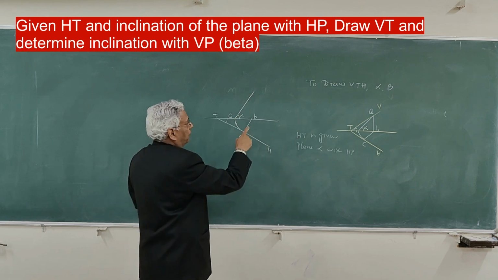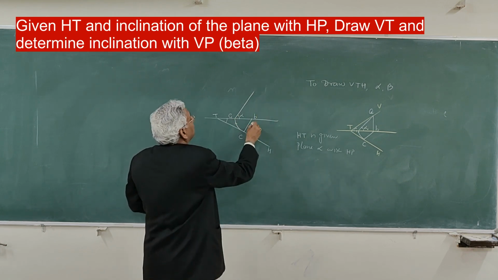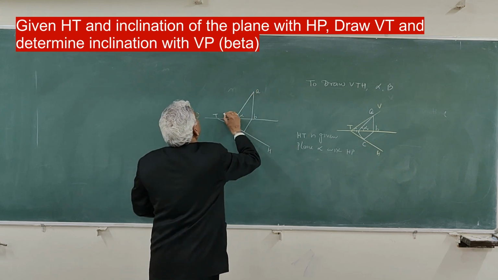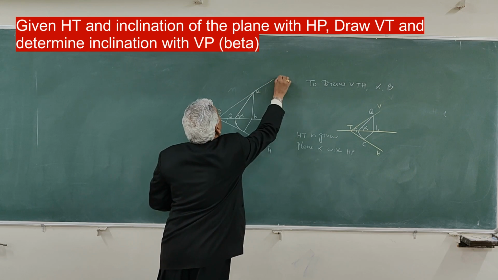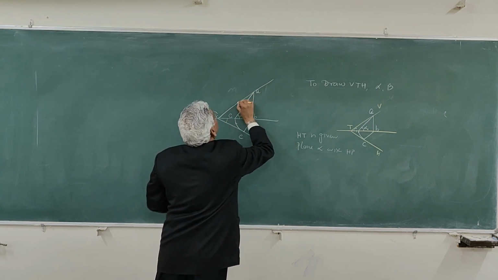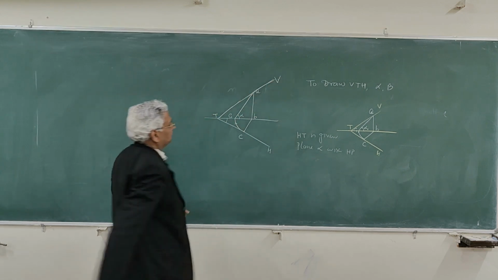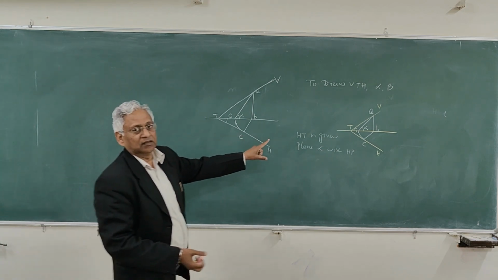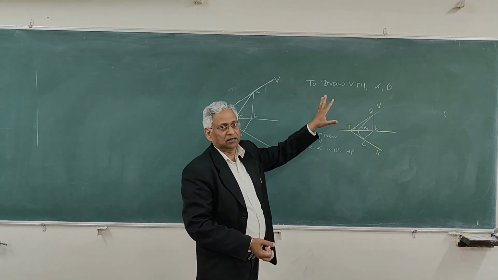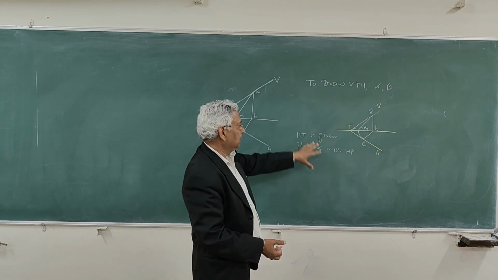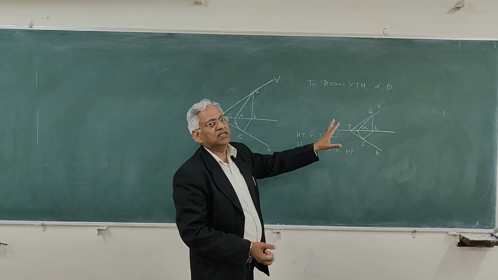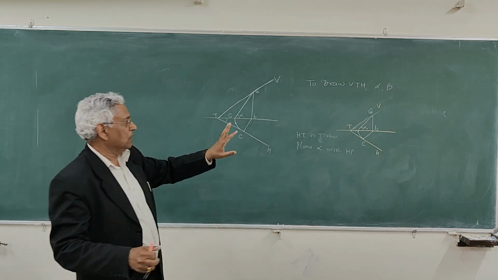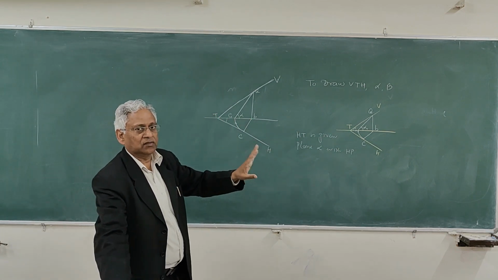From this point, raise a perpendicular. That is the point A, and this is the vertical trace. So when data are given, you should recall the method: how did you determine angle alpha when VTH was given, and follow the reverse procedure. Right? So remaining 3 cases you can solve yourself.